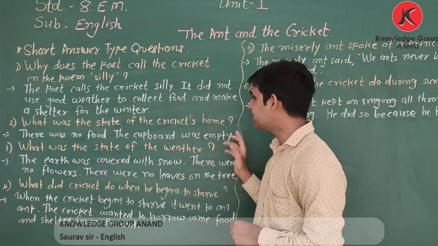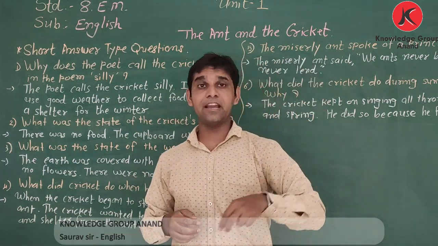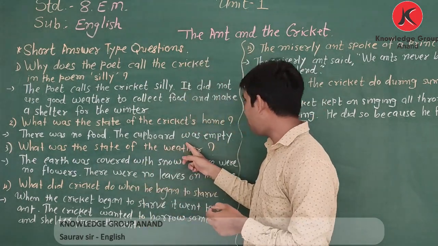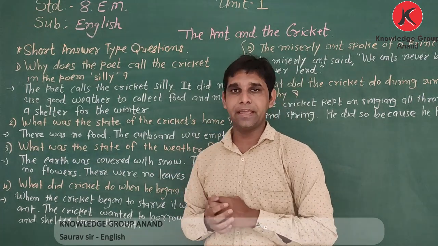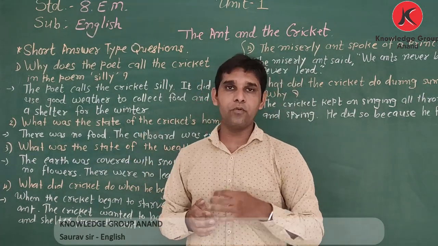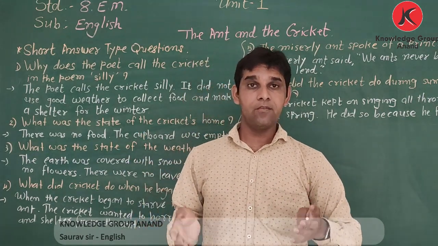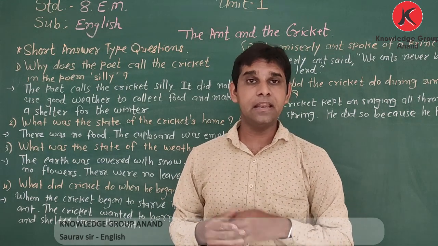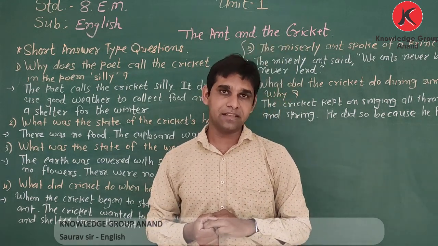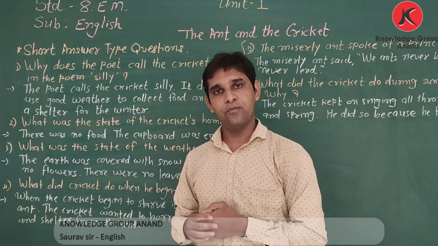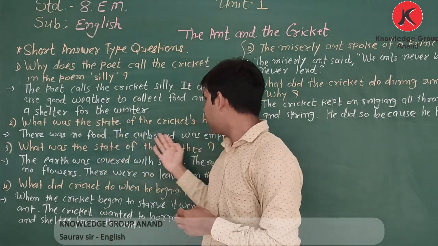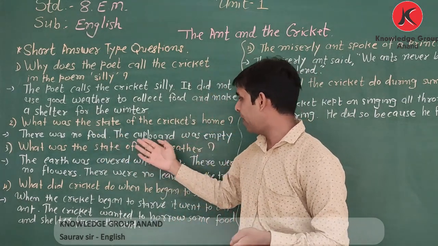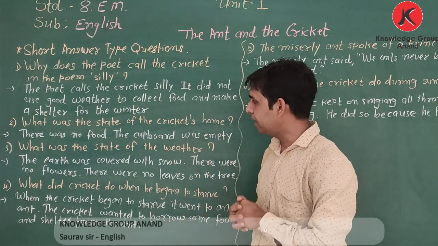The cupboard was empty. At the cricket's home, the cupboard was empty and there was no food at all, because he was wasting his time in singing and dancing. So he never gathered the food. That is why his house had no food and the cupboard was empty.